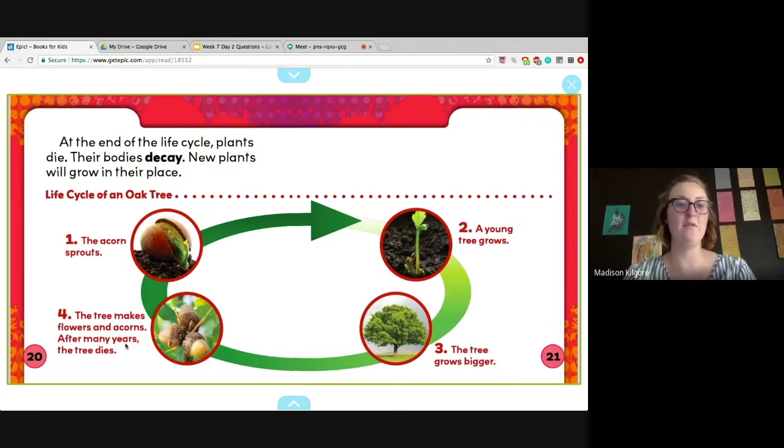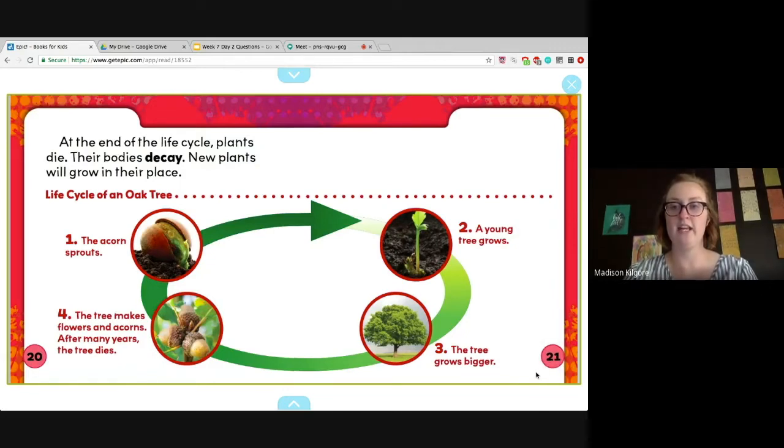And then step 4, the tree makes flowers and acorns. After many years, the tree dies, and then it starts back over again. So remember how we talked about the flowers make the seeds so that it can keep going. So these acorns will fall and travel, and then once they're planted or get into the soil, they'll eventually start the life cycle process all over again, making a brand new oak tree. So when you go outside and you see these on the ground, think of them as seeds or the beginning of our plant life cycle.